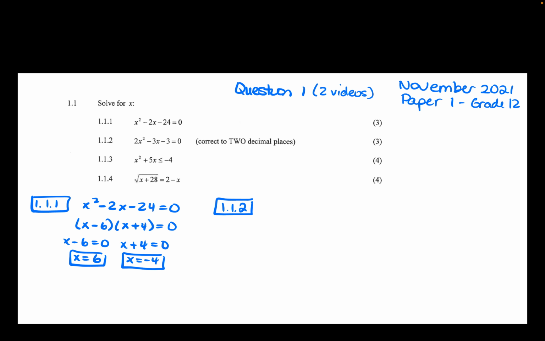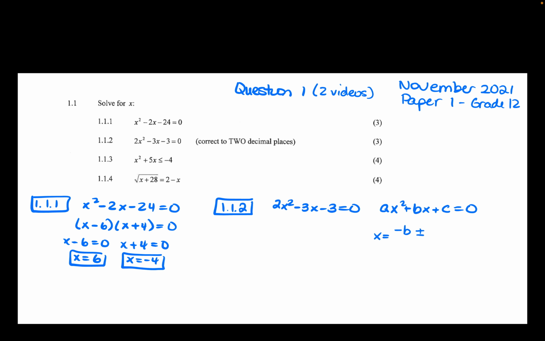But 1.1.2, 2x squared minus 3x minus 3, this one is better with the quadratic formula. And the quadratic formula solves an equation in this form. It must be set equal to 0. And the quadratic formula, I don't know if you know the quadratic formula song, or one of them.